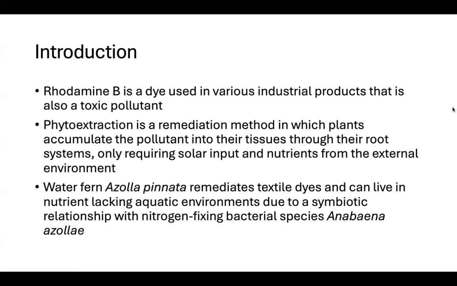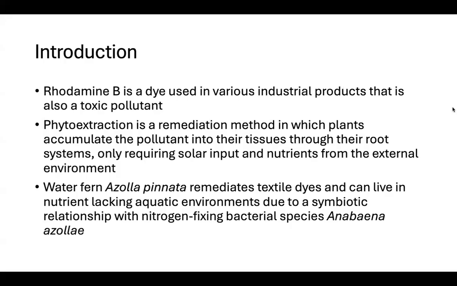Rhodamine B is a dye used in various industrial products that is also a toxic pollutant if it gets into the environment. Phytoextraction is a remediation method in which plants accumulate the pollutant into their tissues through their root systems, only requiring solar input and nutrients from the external environment.